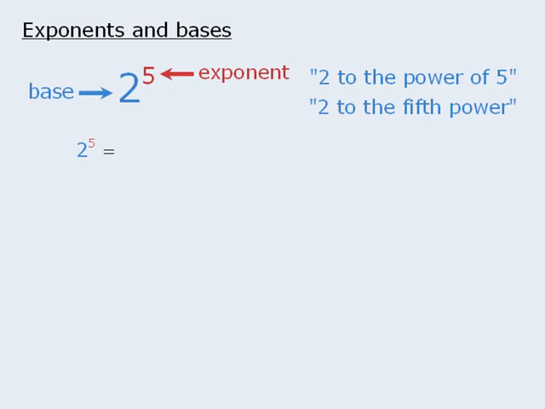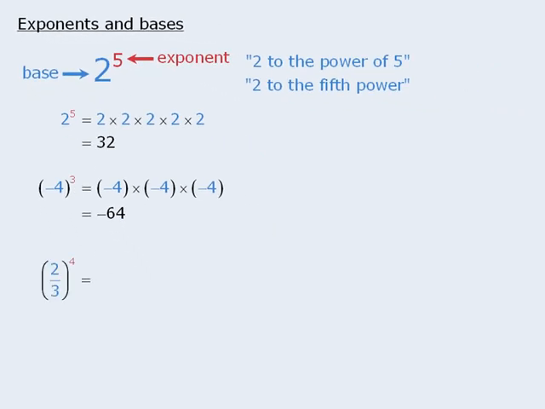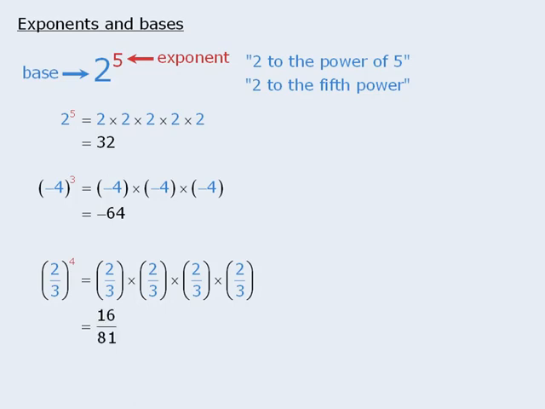The exponent 5 in this expression tells us to take the base of 2 and multiply it by itself 5 times. This equals 32, so 2 to the power of 5 equals 32. Similarly, the exponent 3 in this expression tells us to take the base of negative 4 and multiply it by itself 3 times. So negative 4 to the power of 3 is equal to negative 64. Finally, the exponent in this expression directs us to take the base of 2/3 and multiply it by itself 4 times. This equals 16 over 81, so 2/3 to the power of 4 is equal to 16 over 81.